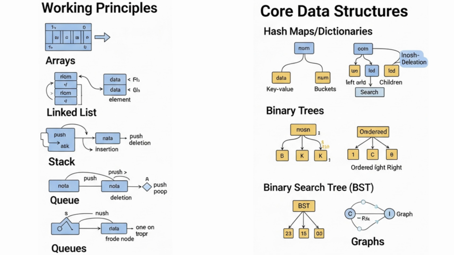4. Hash maps, dictionaries. Store key-value pairs for fast lookups using a hash function, offering average O(1) time complexity for insertion and retrieval. 5. Trees, binary trees, BST. Hierarchical structures with nodes connected by edges, where binary search trees maintain order for efficient searching. 6. Graphs. A collection of nodes, vertices, connected by edges, used to represent networks, relationships, and complex state transitions.